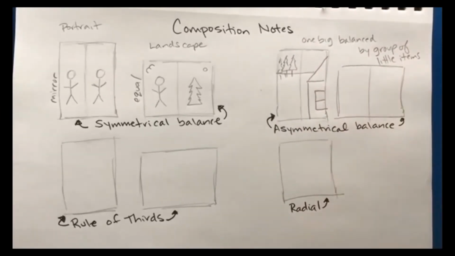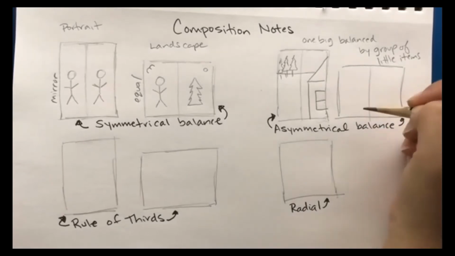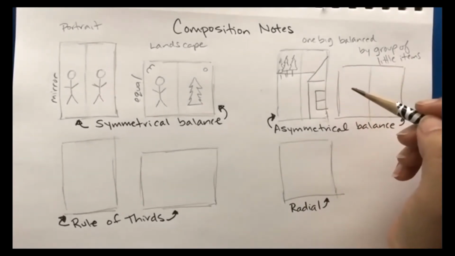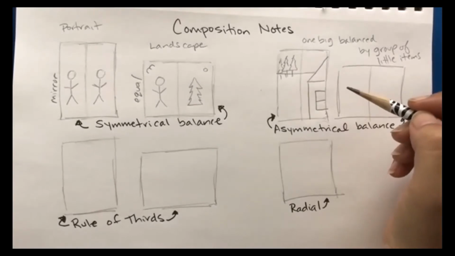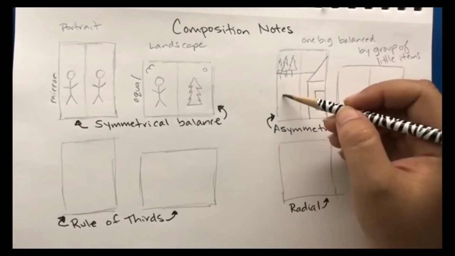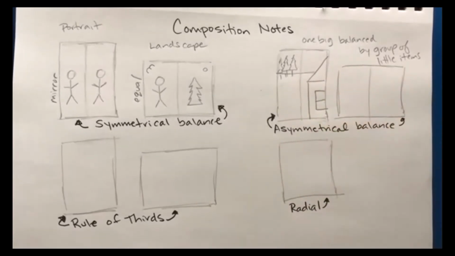So it's always going to be one big thing balanced by something else. It might not be one big thing. It could be a massive group of people, and then over here I just put one or two people. It's something big balanced by something small.